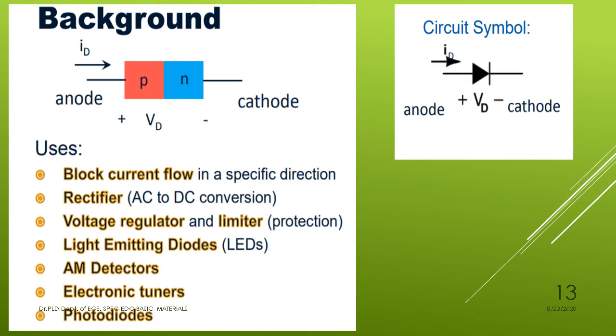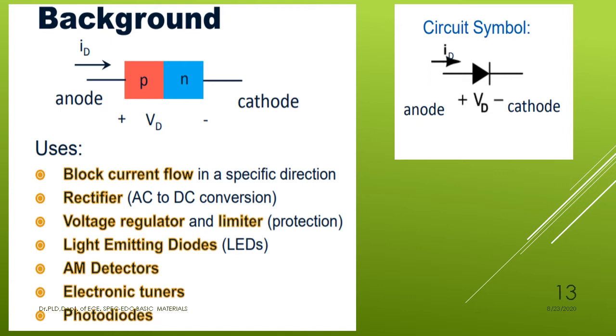Then we have a pure form of DC voltage at the output of the filters. In case of voltage regulators and limiters, the main concept is that if we still have any ripples of AC, we can minimize them with these voltage regulators as well as limiters.